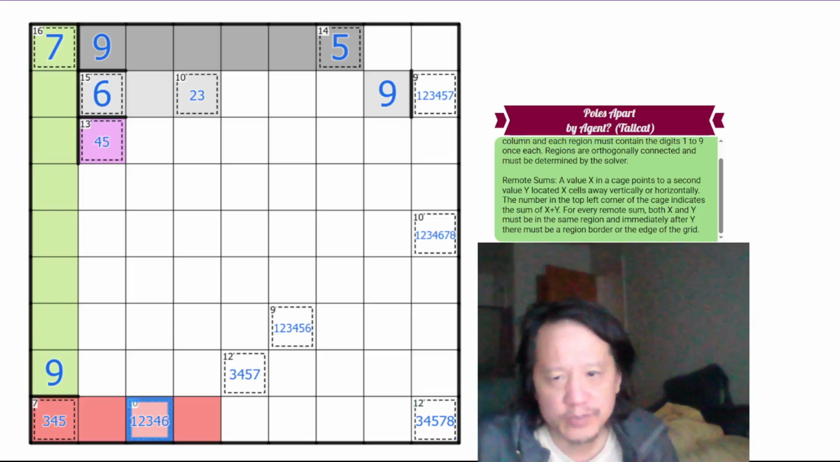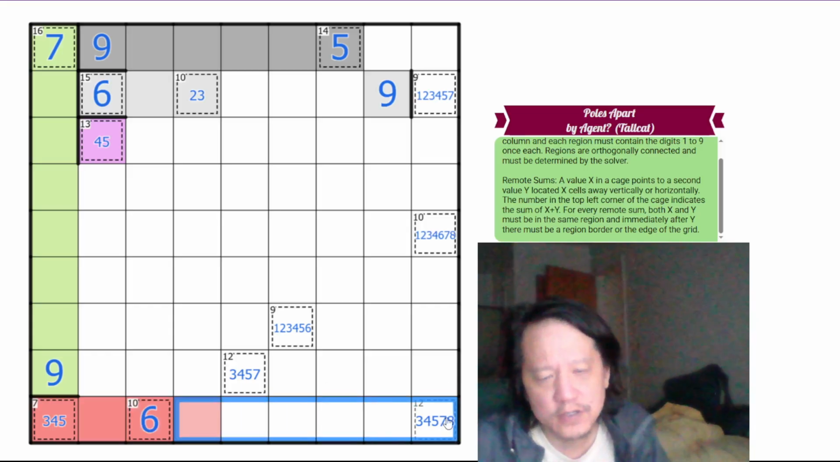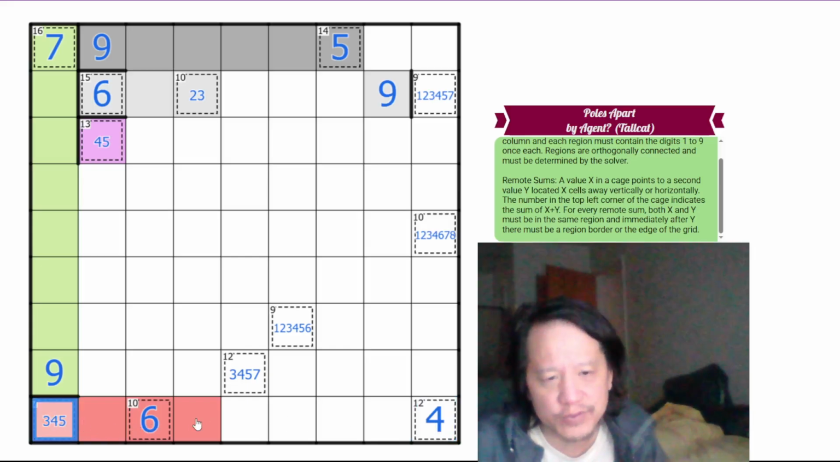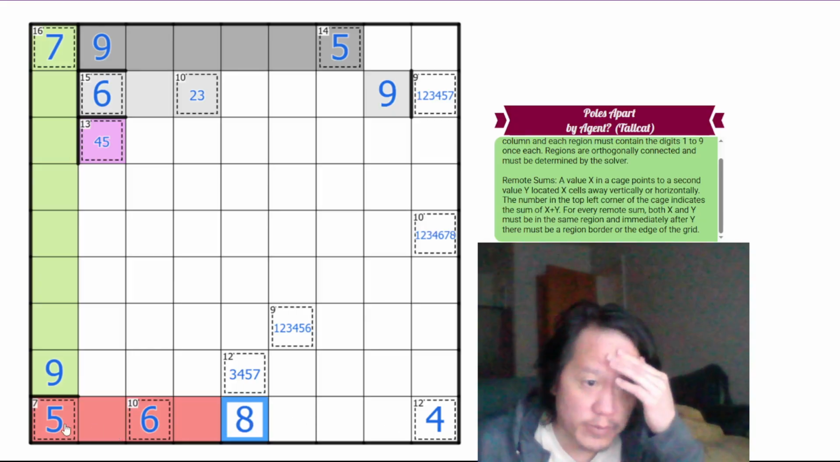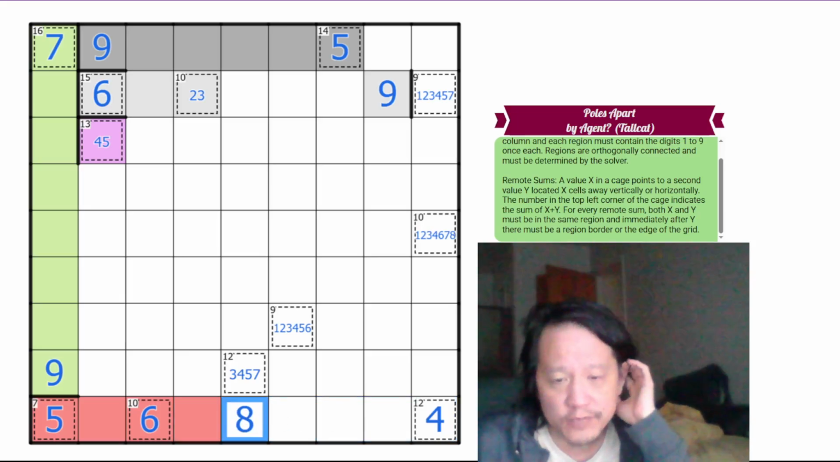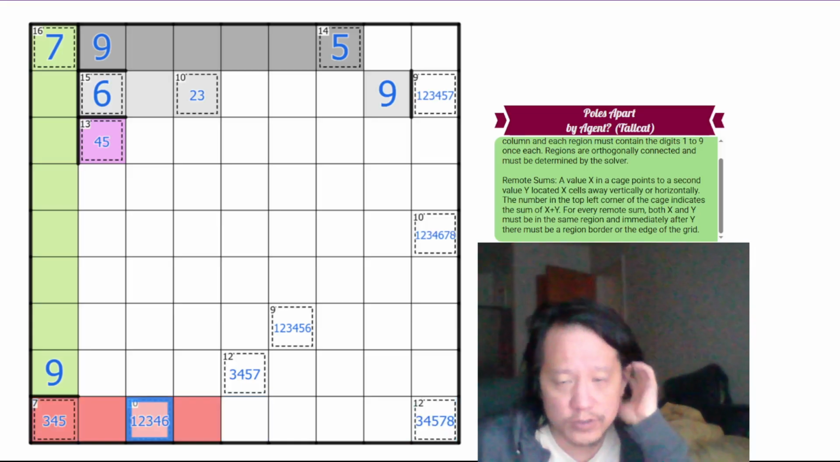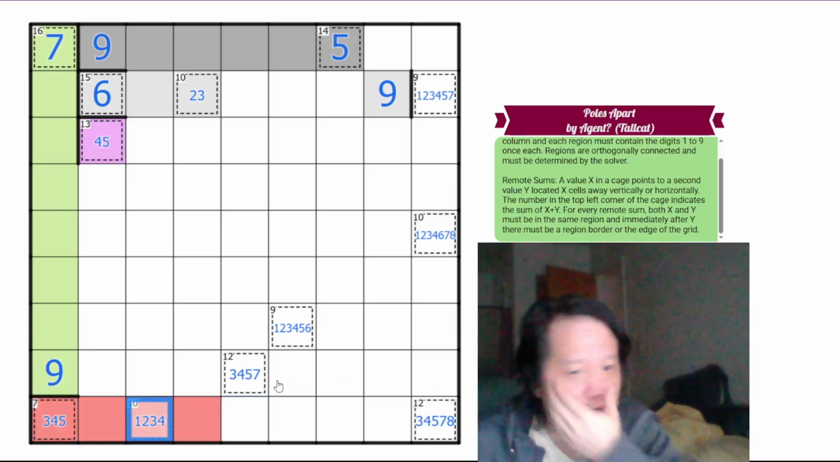Okay, so what happens if this is 6? If this is 6, this would be 4. 1, 2, 3, 4, 5, 6 away. That would be 4. This could not be 3, 4. This would be 5 and 2. 1, 2, 3. So 4 away. 1, 2, 3, 4 would have to be 8. Oh, but that doesn't work, because the problem is that if you have four-way, it has to have a region border right after it. So that does not work. So this cannot be 6. This is 1 through 4.